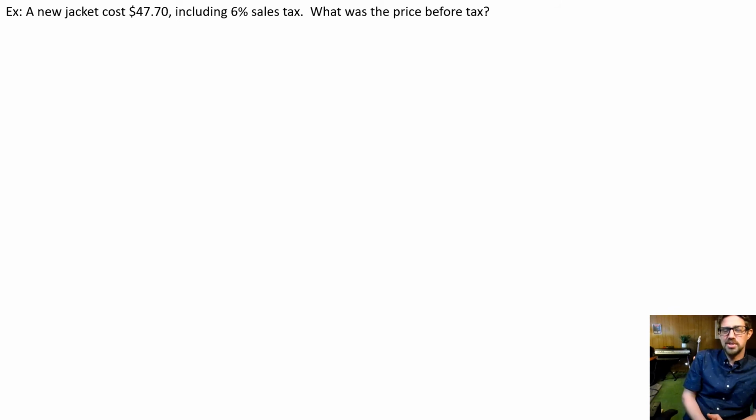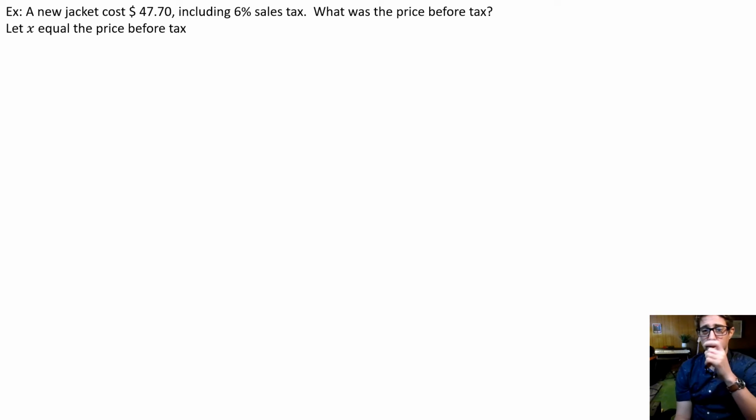Okay, so these ones throw people off. The 6% is of the original price. So like when you buy something for 10 bucks exactly, you take 6% of that, which is 60 cents, and you add it on. So the 6% is of the thing we don't know yet. So once again, just let our variable equal the thing that we're trying to find out. We're trying to find the price before tax.